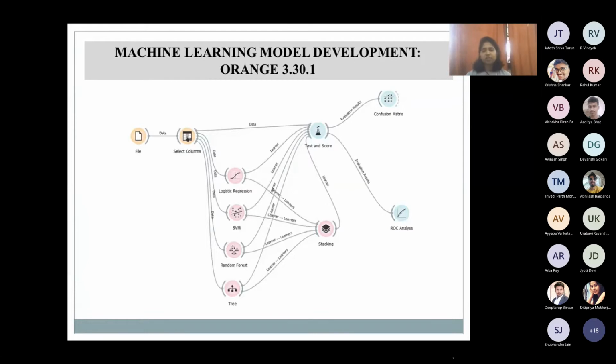Logistic regression, SVM, random forest, and tree were the models that were used here. The output of all four models was also stacked and run again in test and score to see the analysis of the stacked data, and evaluation of the results was done using confusion matrix and ROC analysis.